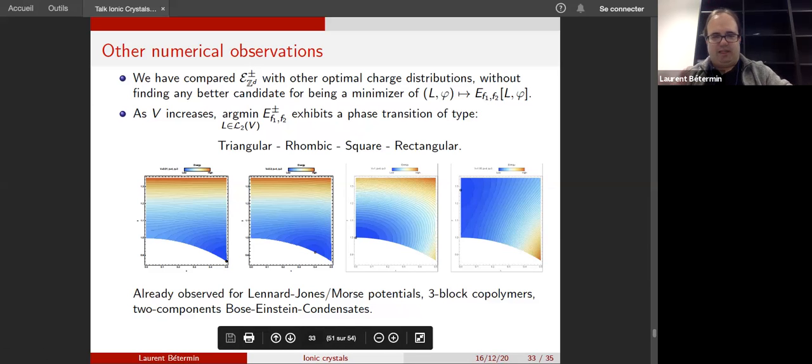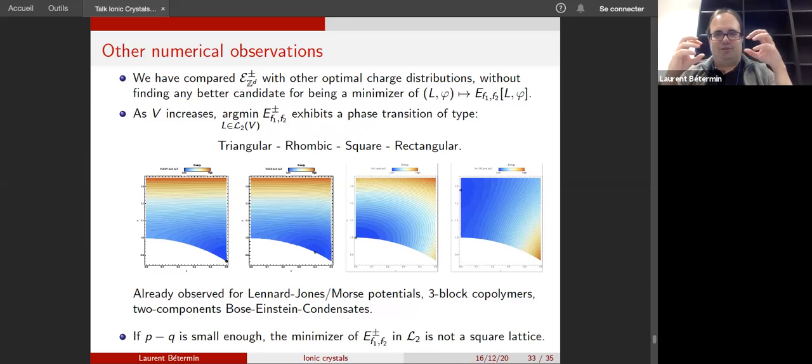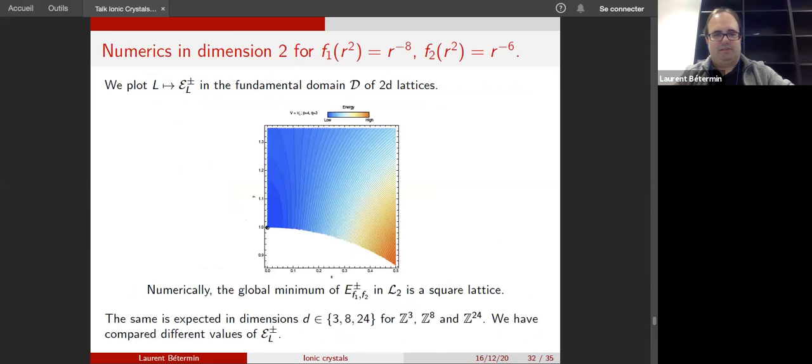So they also proved that, and it was also observed. And the last thing about this experiment I want to say is that if P and Q are too close to each other, then the minimizer is not a square lattice. So it does not work anymore. If the two potentials are too similar, something weird happens, and it's not the square lattice anymore. It's something like a rectangular lattice, or these things are moving. But that's not the square lattice. So you can do the same picture as here and show that it's not the case.